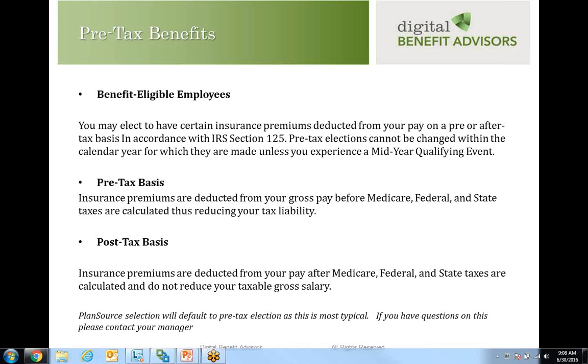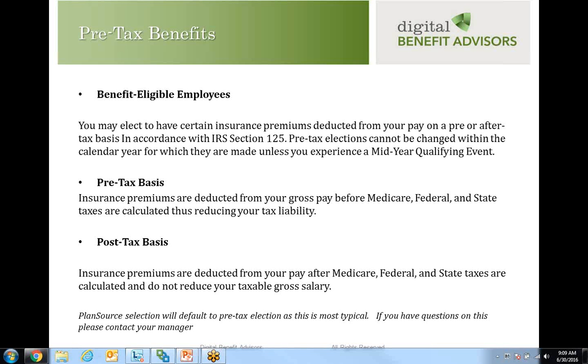I will tell you, if you're going into PlanSource to make any enrollments or changes, there is a pre-tax question on there. The default is that your PlanSource selection will be to pre-tax your elections, because that is the most typical election. So we don't want to confuse anybody on this, because 9 times out of 10, you're pre-taxing your benefits when it's available. There are some situations where the post-tax is a little bit better for them, for their particular situation.